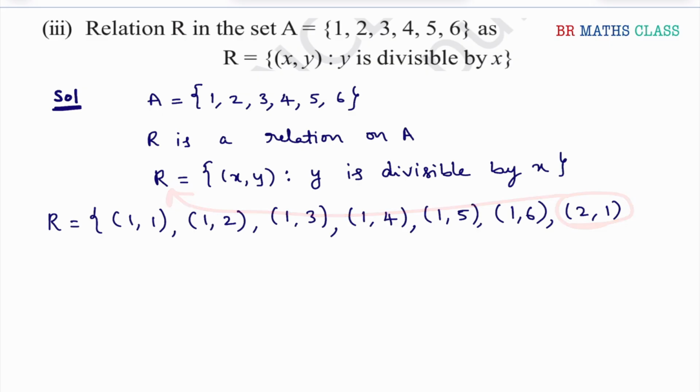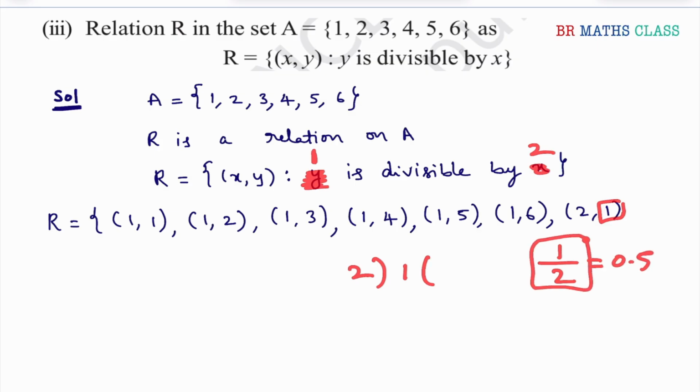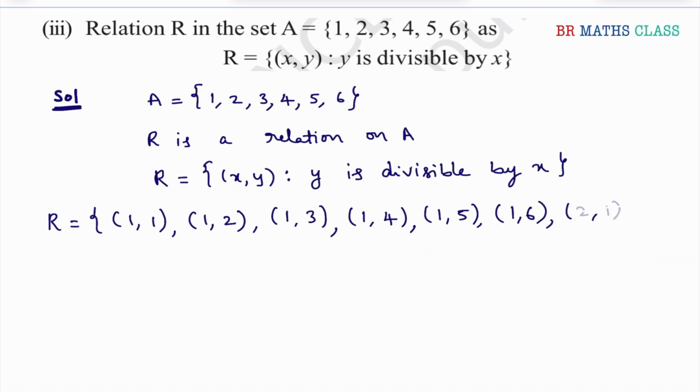When 2 comma 1 belongs to this relation, when y is divisible by x, that means 1 is divisible by 2. In place of y, you write 1. Is 1 divisible by 2? See, actually 1 divisible by 2 means 1 by 2. 1 by 2 is not an integer. You are getting 0.5. You can easily say that 1 is not divisible by 2. That means ordered pair 2 comma 1 does not belong to this relation.